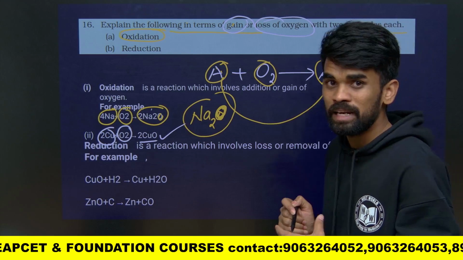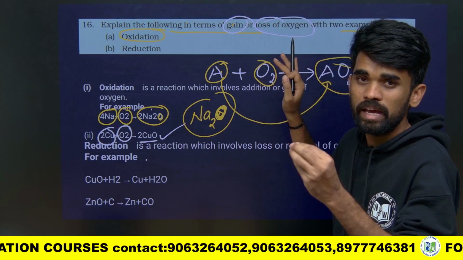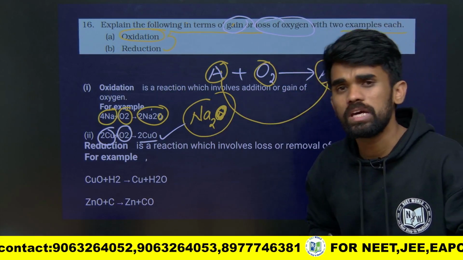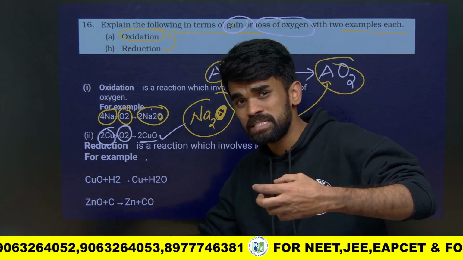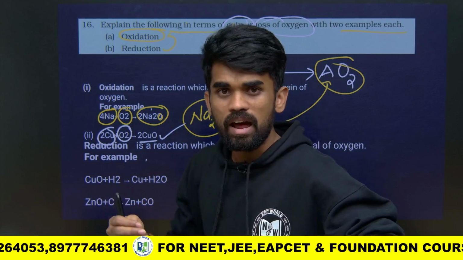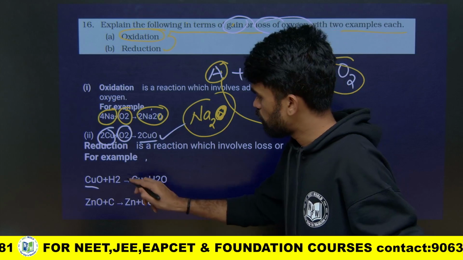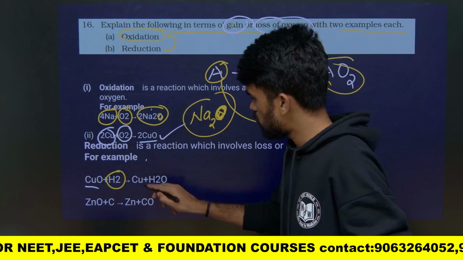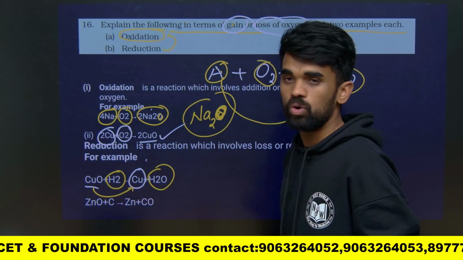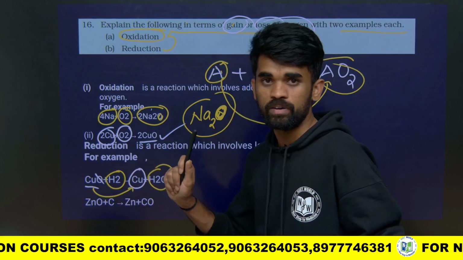Now what do we mean by reduction? They are saying to define it in terms of loss and gain of oxygen only. So reduction is the opposite of oxidation. Oxidation means gain of oxygen, right? So reduction means loss of oxygen or removal of oxygen. Now copper oxide, if we treat it with hydrogen, forms copper plus H2O. So copper oxide is converting into copper only. So oxygen is lost or removed from its oxide form for the copper.